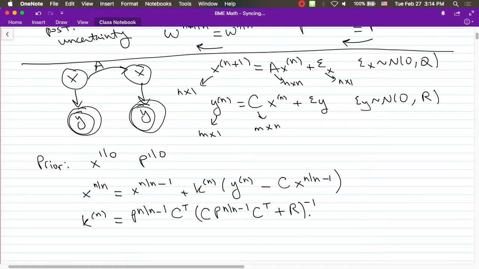The whole thing is inverted, minus 1. So this quantity is going to be an m by m. This is an n by m. This is an n by n. And now K becomes a matrix, n by m.